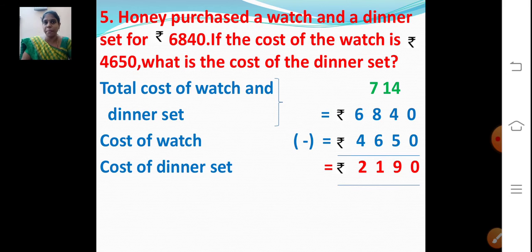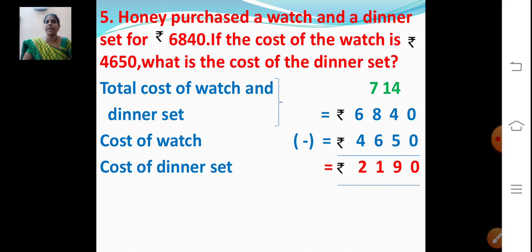And we'll see one more sum. Honey purchased a watch and the dinner set for rupees 6,480. If the cost of the watch is rupees 4,650, what is the cost of the dinner set?